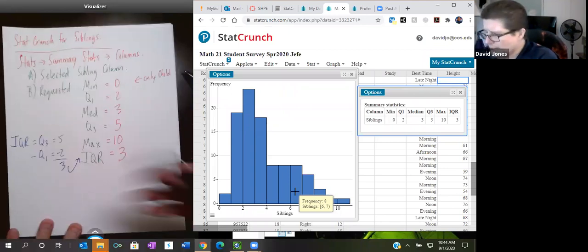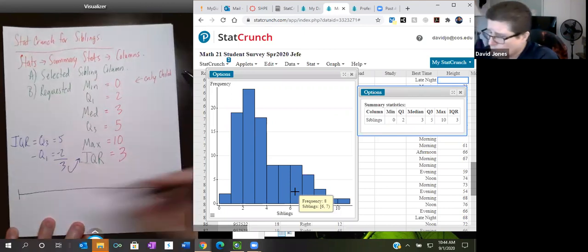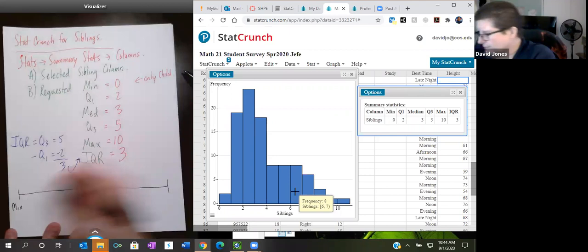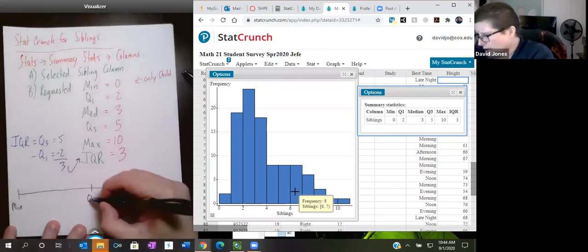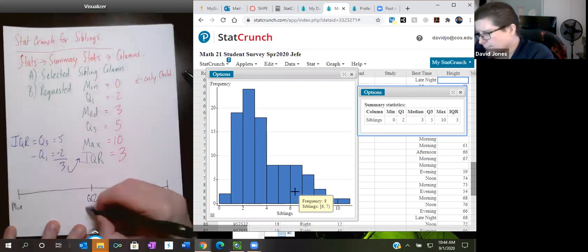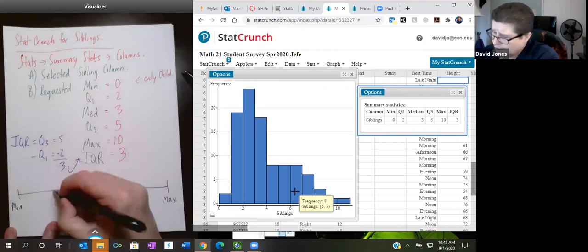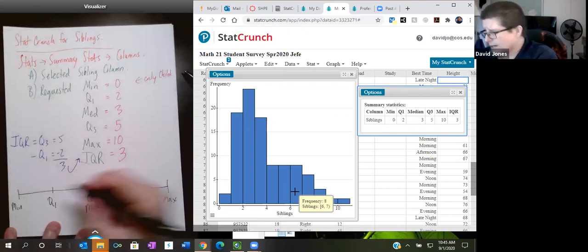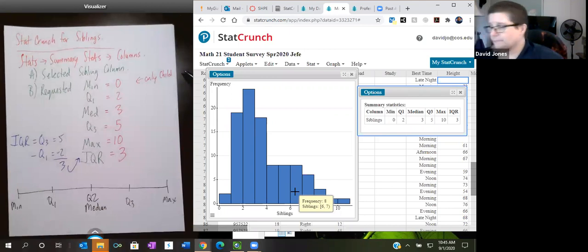If I show that on a little number line, I make a horizontal line. The min is on the left. The max is on the right. Q2 is the middle, the median. Q1 is halfway between min and median. Q3 is halfway between median and max.